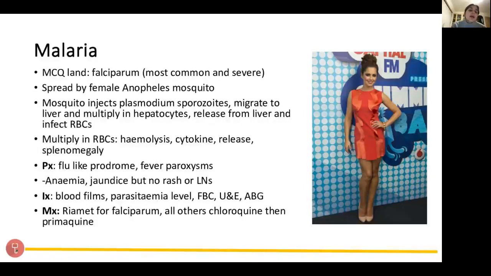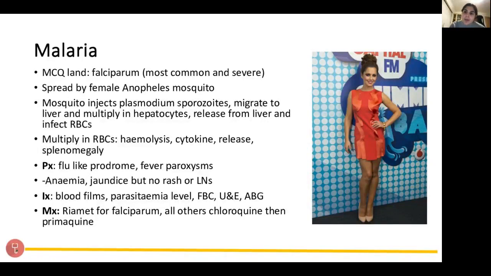So the blood film and the parasite level is key, because you need to see how infected a person is, essentially. On your FBC, you'd expect to see an anemia, a thrombocytopenia, and then on your U&Es, you might see a renal failure. An ABG is a really useful thing to do because it can tell if there's any lactic acidosis, which tells you how unwell a patient is. So it's really important to try and do one.